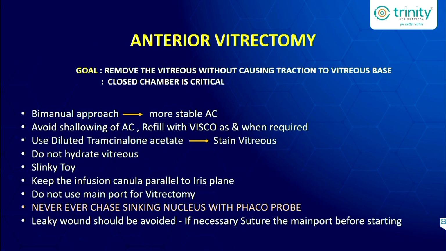Anterior vitrectomy, the main goal should be that you should remove the vitreous from the anterior chamber without causing any traction onto the vitreous base, and try to do it in the closed chamber. A bimanual approach is always the better approach because it gives you a more stable anterior chamber, and try to avoid shallowing of the anterior chamber. As and when required, you refill the anterior chamber with visco. Always try to stain the vitreous with a triamcinolone acetate so that you know where the vitreous is. You can easily complete the vitrectomy.